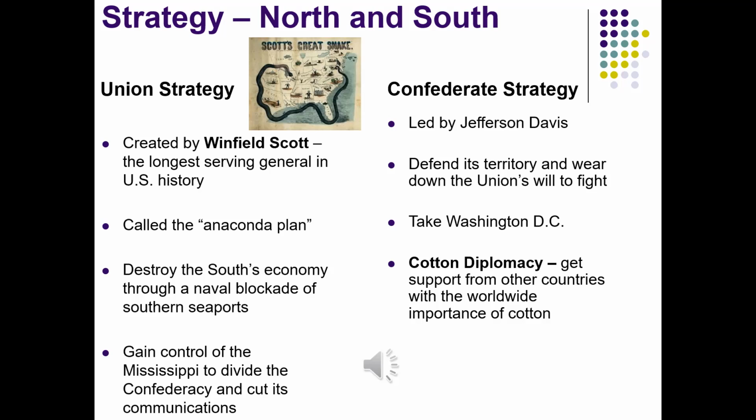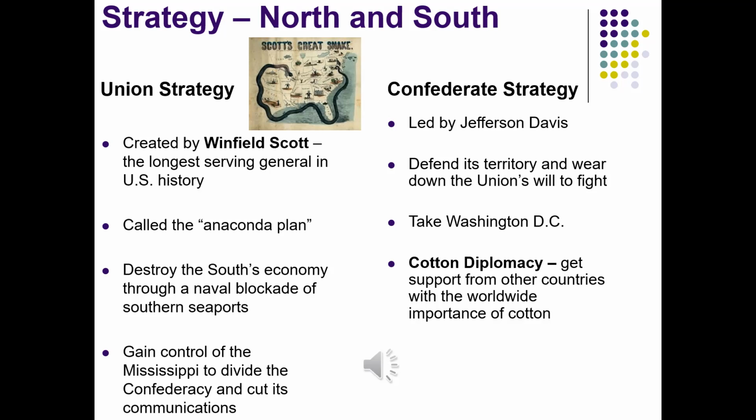The Confederate strategy, basically to defend its territory and wear down the Union's will to fight. They did want to take Washington, D.C., since it was fairly close to the Confederacy. And then the last little thing that they tried to do here is called cotton diplomacy.